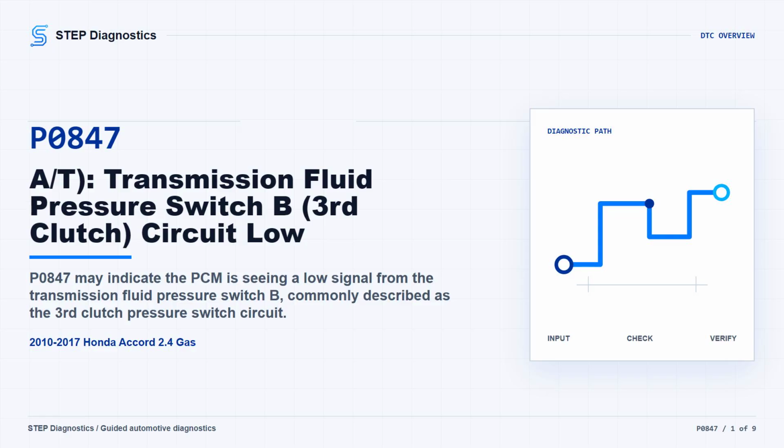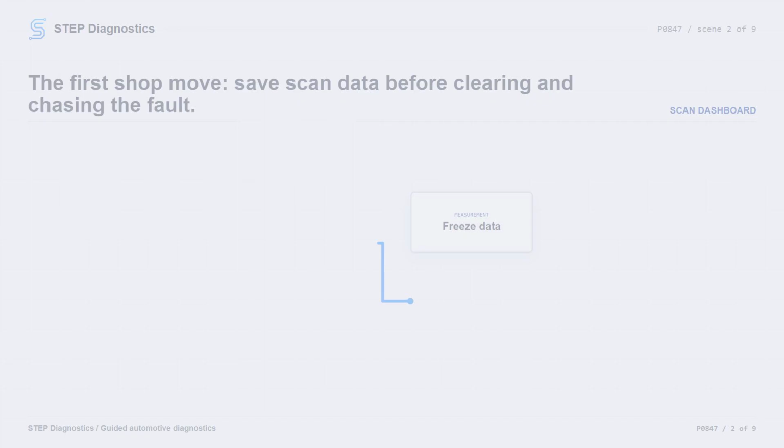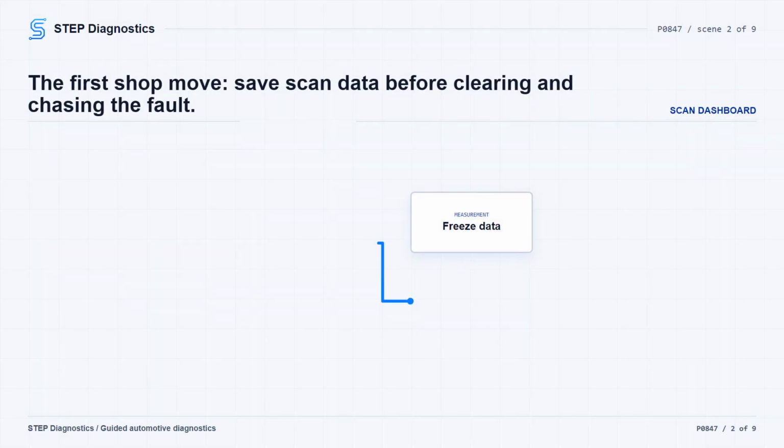The vehicle may go into a limited fail-safe shift pattern, and the possible fault areas are the pressure switch circuit, the switch itself, connector or terminal condition, the OP3SW signal wire, or only after the circuit checks prove out, the PCM side of the circuit.